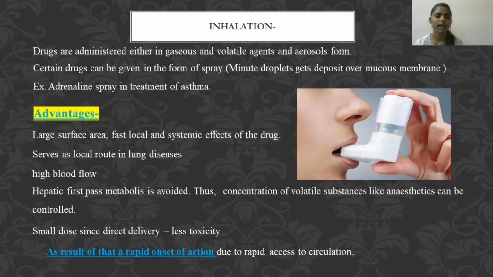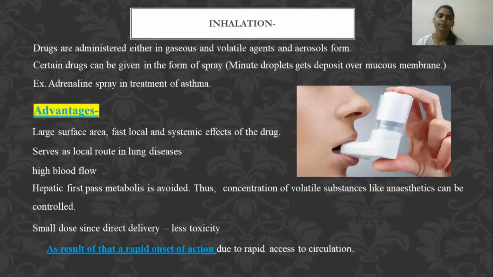So the advantages: a large surface area is available, fast local and systemic effects of the drug, it serves as a local route in lung diseases, and there is high blood flow, and hepatic first-pass metabolism is avoided. Thus the concentration of volatile substances like anesthetics can be controlled. And a small dose is sufficient, with less toxicity, as a result of the rapid onset of action due to rapid access to the circulation.